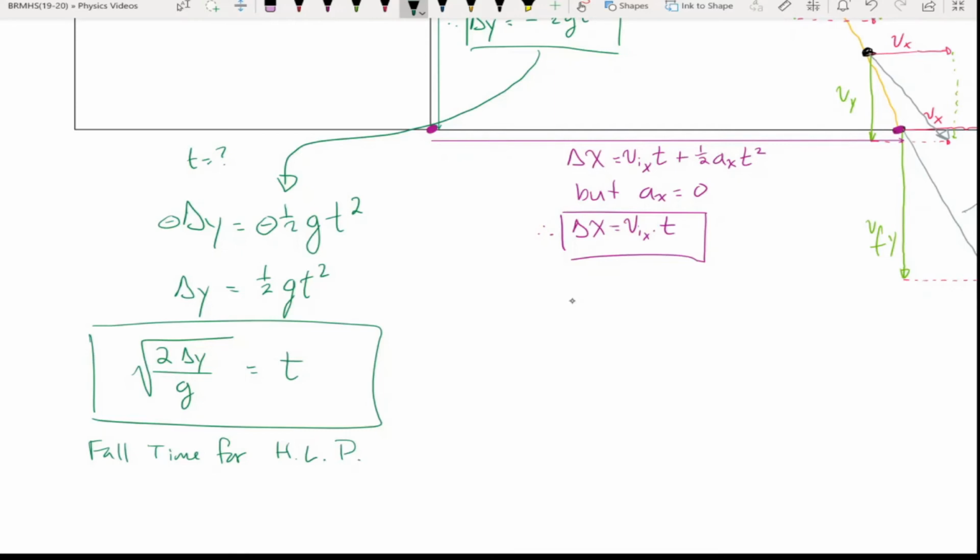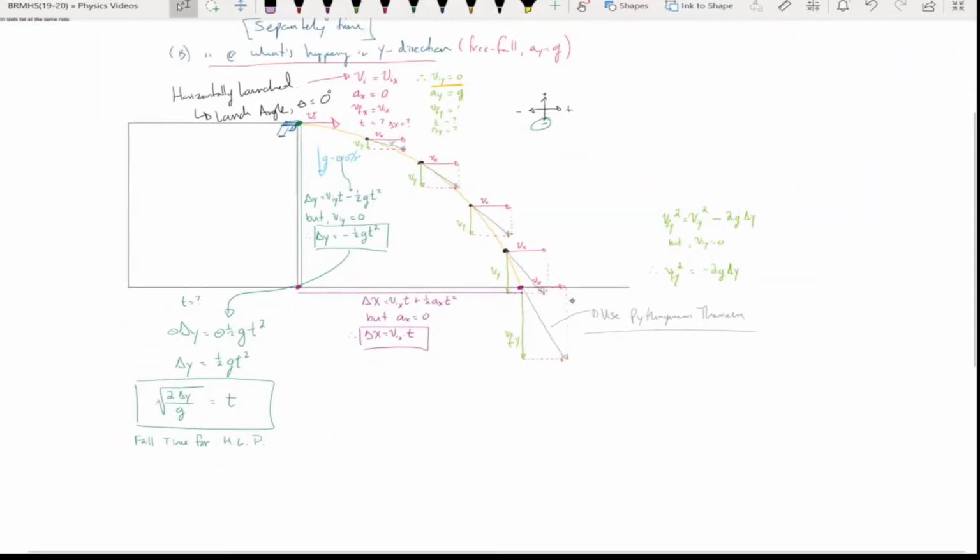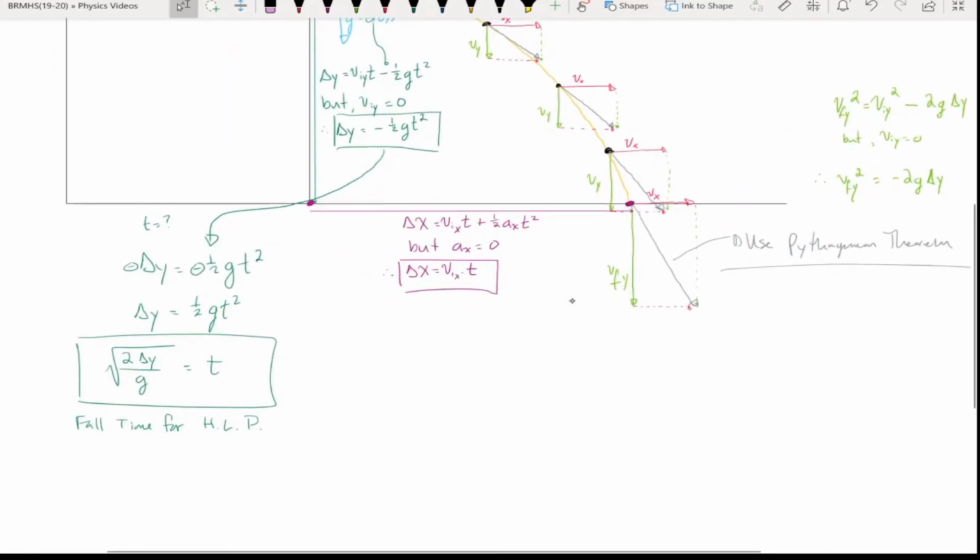And if delta y is like the height of your table, so you're going to launch stuff off a table, it's going to be square root twice the height of the table over little g. That's how long it's going to take to hit the ground, assuming you measure the height properly.